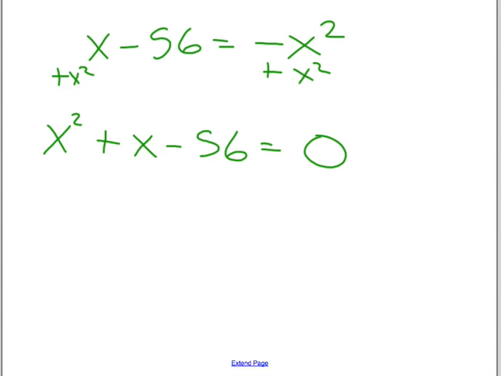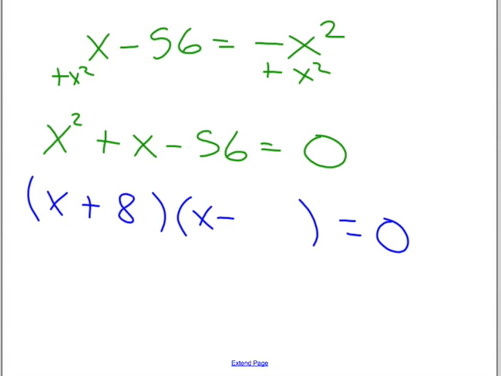Alright, so then we have a trinomial. Let's factor it. Two binomials, that's x and x. The signs are going to be different. The factors of 56 that have a difference of 1: 8 and 7.